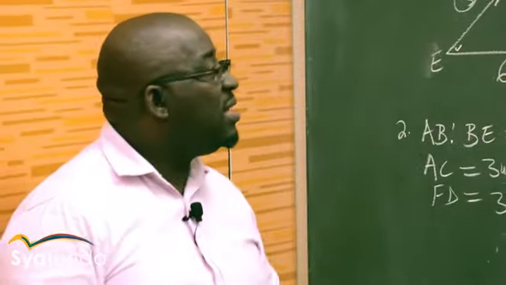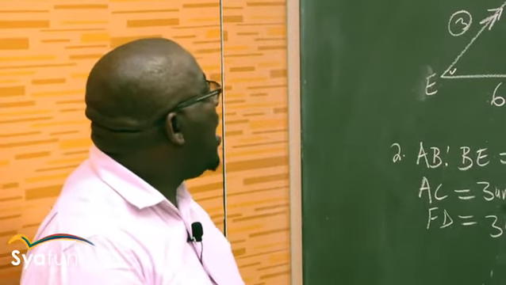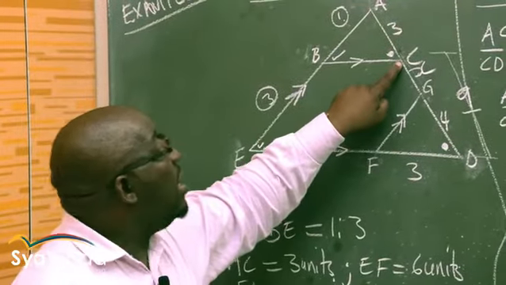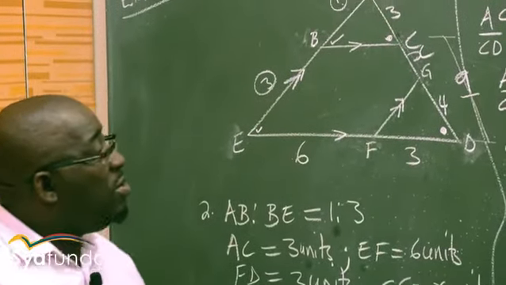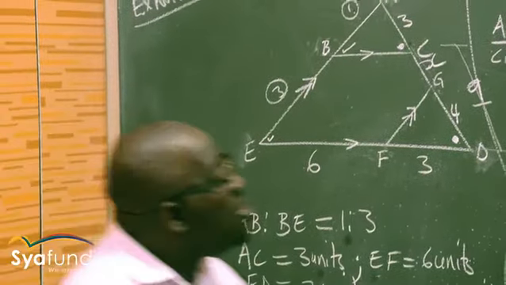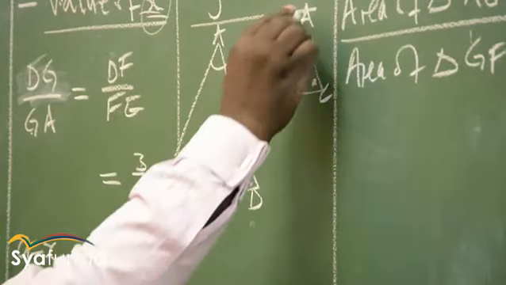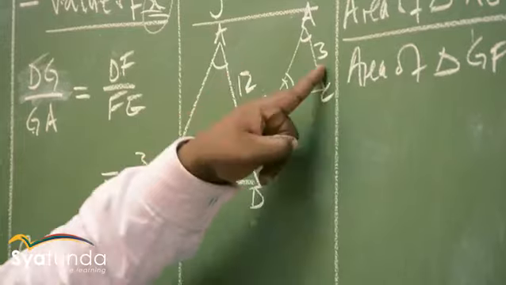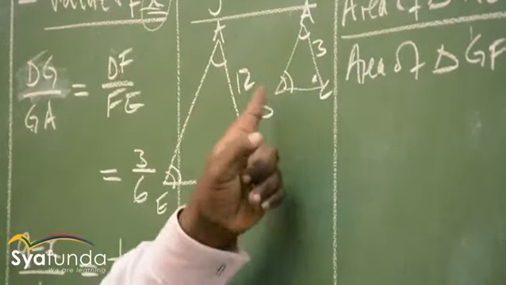Let me check if I have AC. If I can get AC, I'm winning. Check AC. Do we have dimensional AC? Yes, we do have AC. It's how many units? It is 3 units. You go and push it where it belongs. AC is 3 units. I'm looking for BC.